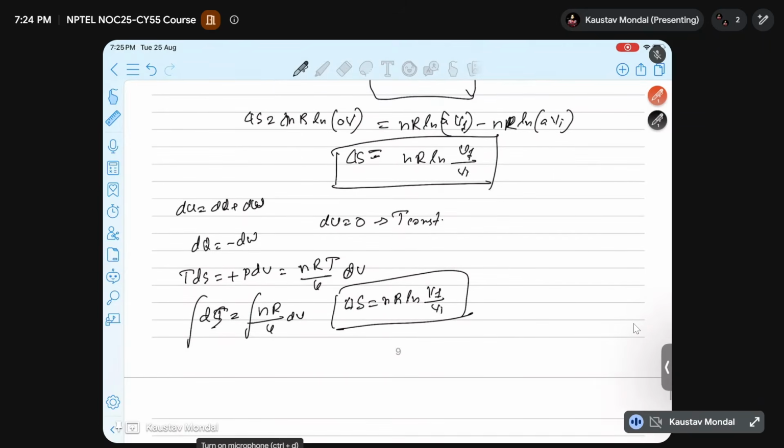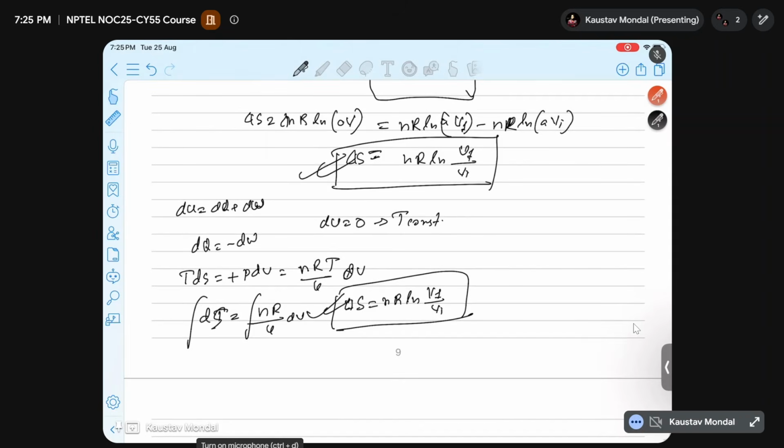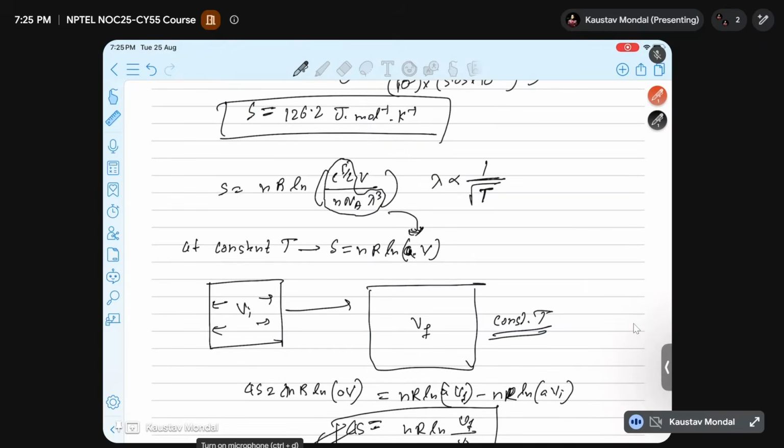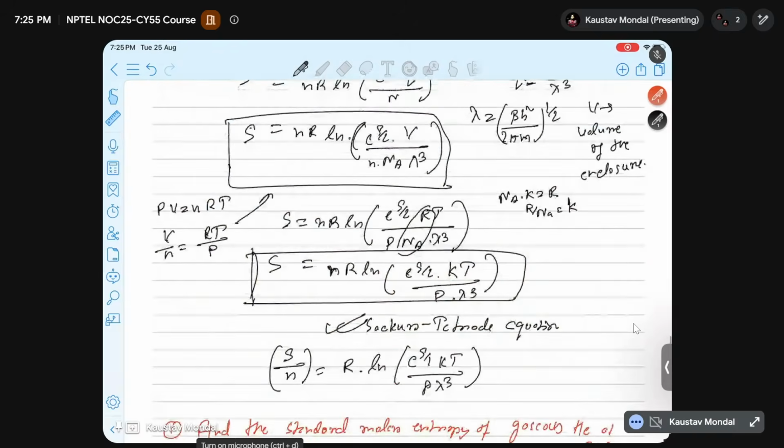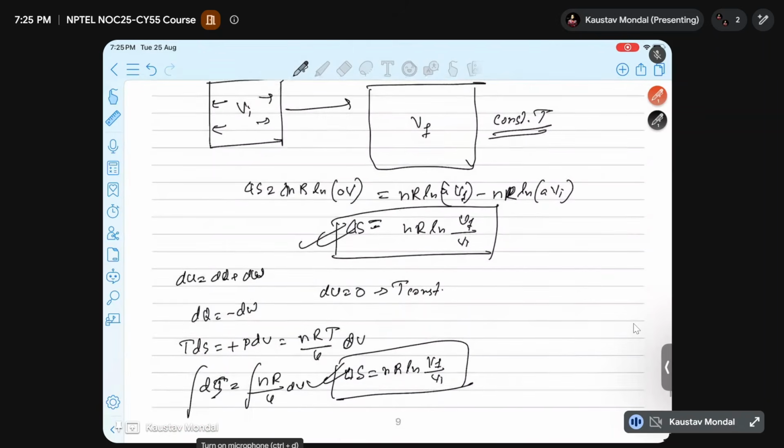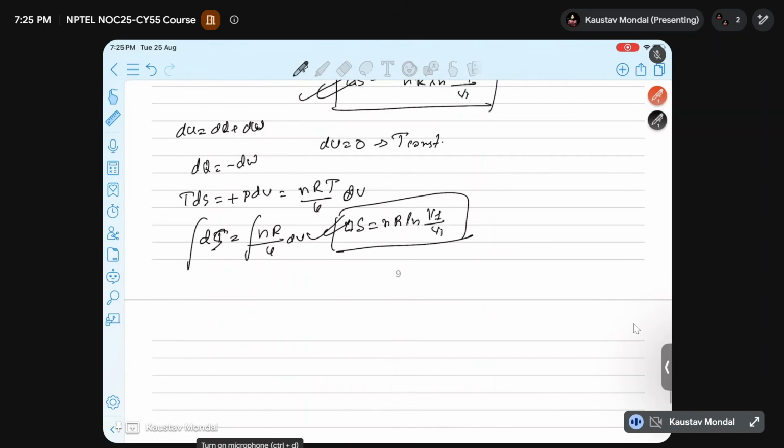for an ideal gas, which is consistent with the equation that we found through the Sackur-Tetrode form. Okay, that means the equation is consistent with the thermodynamics of the system. Okay.